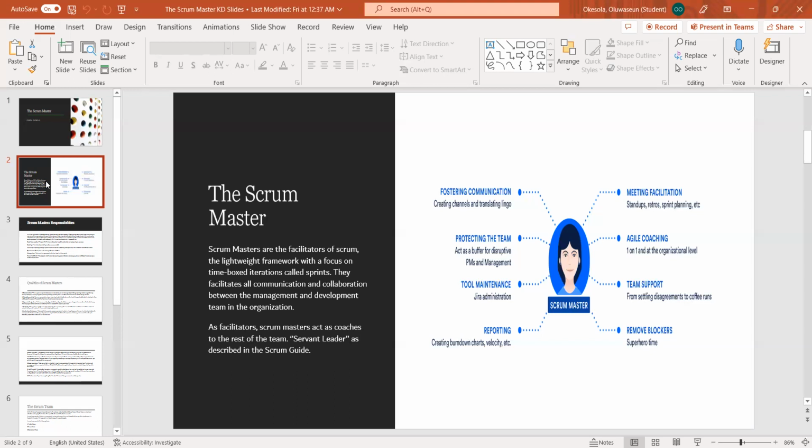Remove blockers. Scrum Masters also remove blockers. Any impediment or blocker that the team might be facing, it is the duty and responsibility of the Scrum Master to remove it.